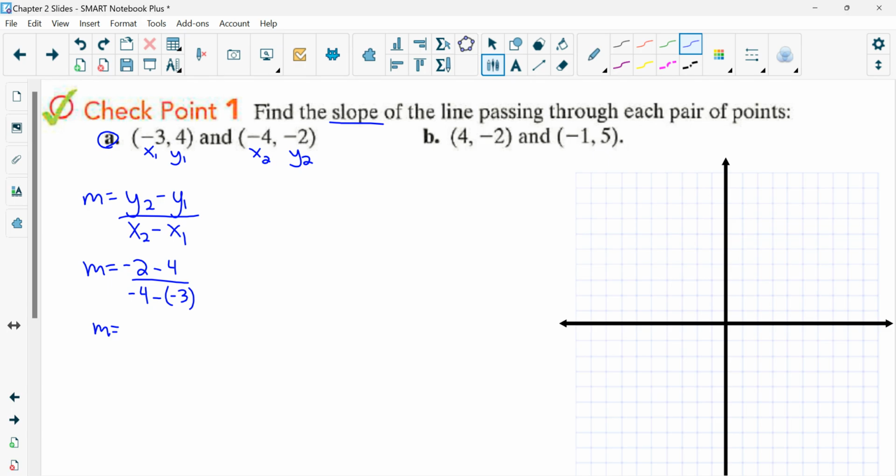So when we do -2 minus 4, that gives us -6. Here we have double negatives. Double negatives make a positive, so this becomes plus. So -4 plus 3 is -1. So that gives us a slope of +6.